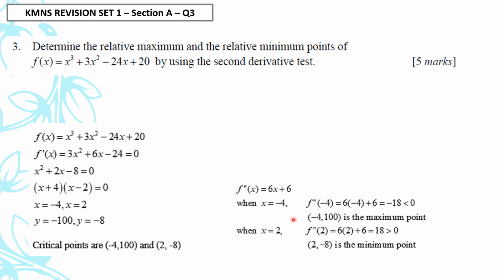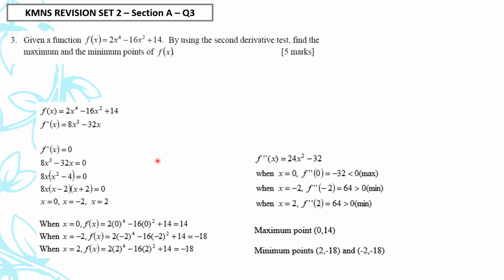And when we substitute x equals negative 4, we get the second derivative to be negative, which is the maximum point. And when we substitute x equals 2, you get the positive value, which shows that the nature of the point is minimum. So that is how you determine the relative maximum and the minimum points.